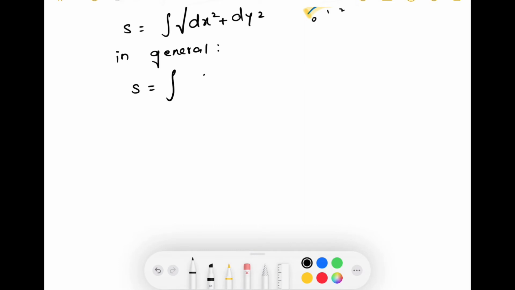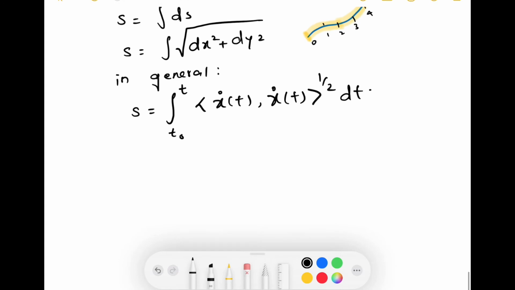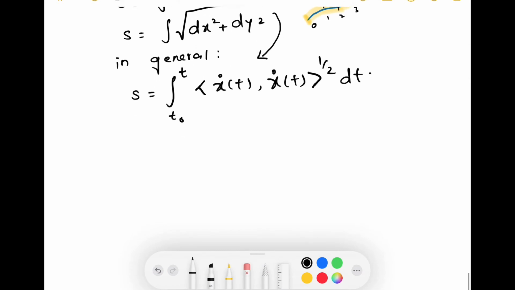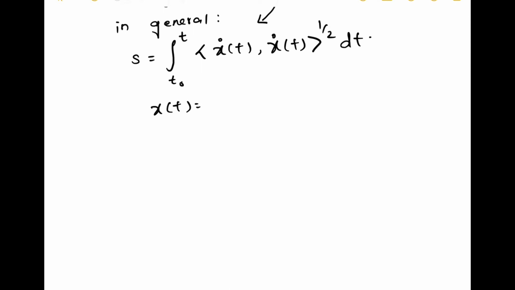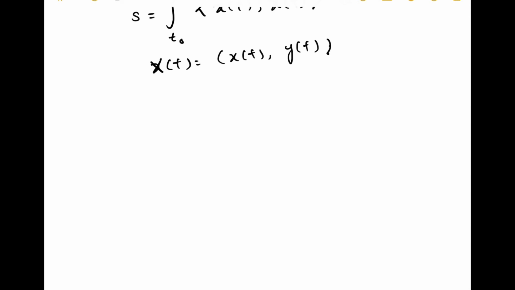If we generalize this, it becomes the integral of the square root of the inner product of x dot t with x dot t, that is, to the power 1 by 2, and then integration of dt from some initial time to final time t. So this is the general formula, because this formula can actually be derived from this one. For example, if I take this bold x of t as x of t, y of t, so in the two-dimension case, I can write this in this manner.